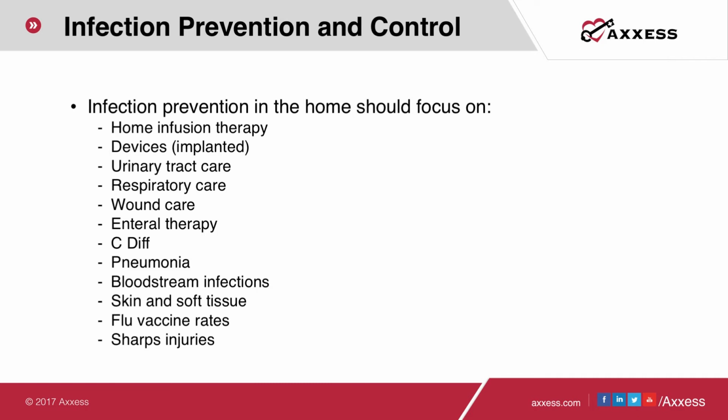Your infection prevention in the home should focus on things such as home infusion therapy, implanted devices, urinary tract care, respiratory care, wound care, enteral therapy, C. diff, pneumonia, bloodstream infections, skin and soft tissue infections, flu vaccination rates, pneumonia vaccination rates, shingles vaccination rates, sharp injuries, and so on. Now, that's not an all-inclusive list. That's just a list of some of the things that we're going to focus on depending on the population that you serve.